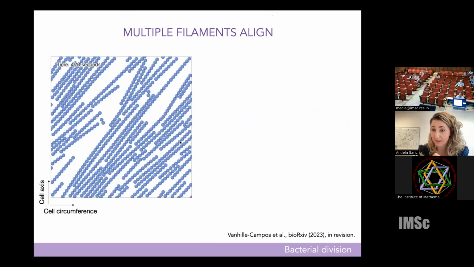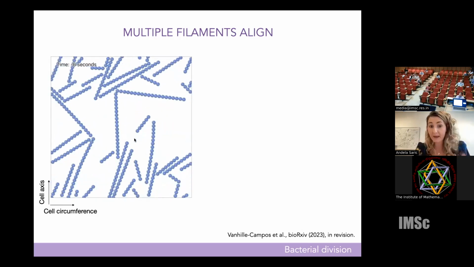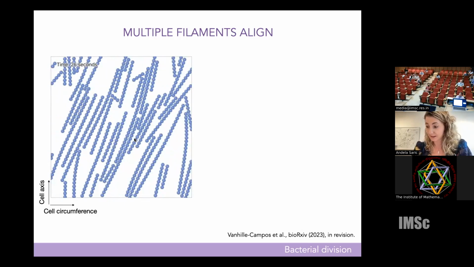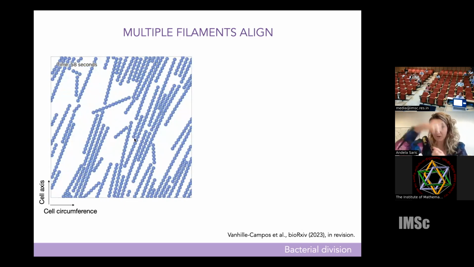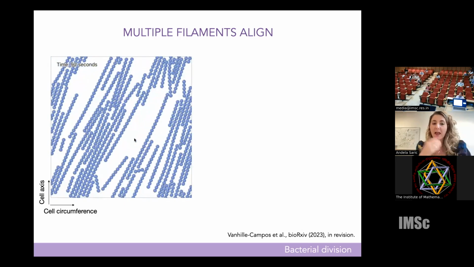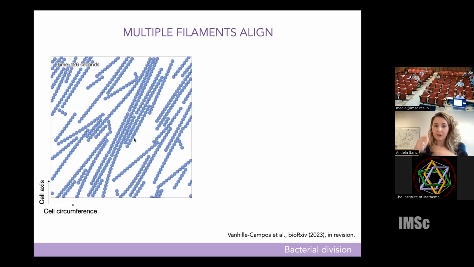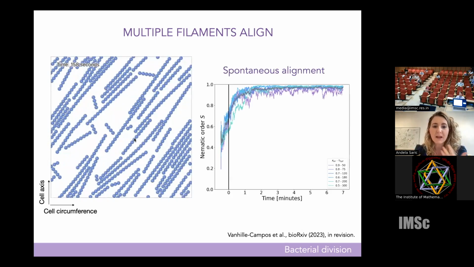To model it correctly, not as a propulsion, something that moves, but as a growing region with shrinkage. I'll show you what happens when you put many of them in the system. Filaments nucleate, grow on one end, shrink on the other end. You grow, shrink, grow, shrink, grow, shrink. And after some time, you get them to align.